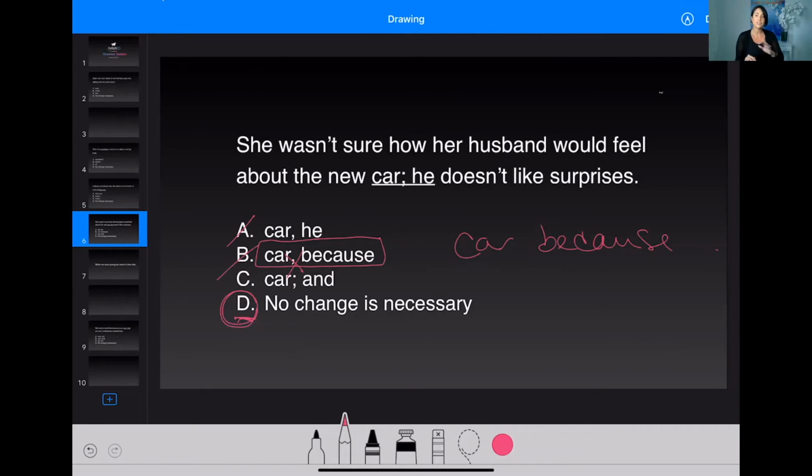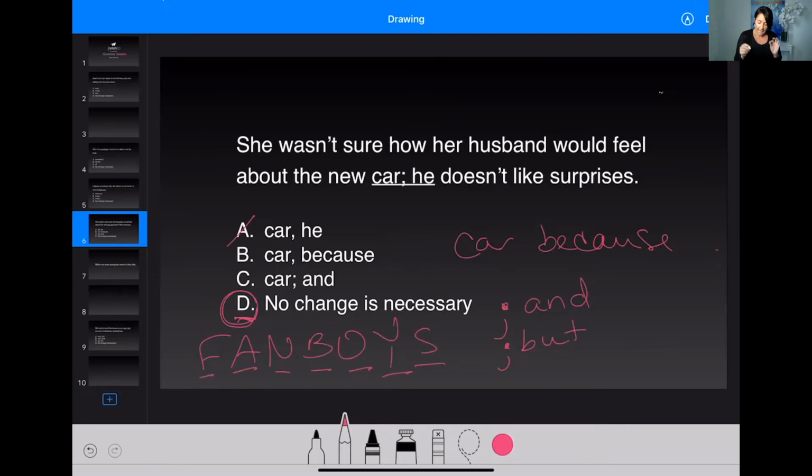And now C, another thing to always eliminate no matter what. So if you see comma because or a semicolon plus a fanboy, and remember, fanboy stands for, let's do it again because somebody just asked in the comments, what does fanboy stand for? For, and, nor, but, or, yet, so. Coordinating conjunctions are fanboys. If you Google fanboys, it'll come up. And we also have it on our videos and in our books, and it's everywhere.